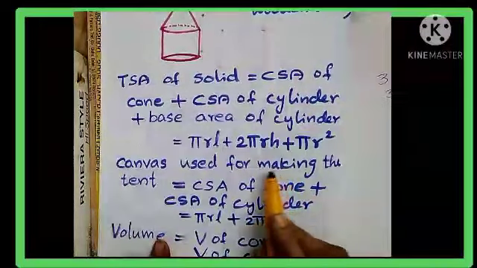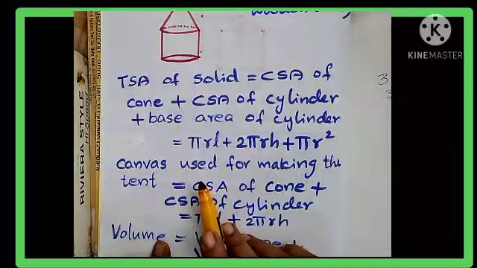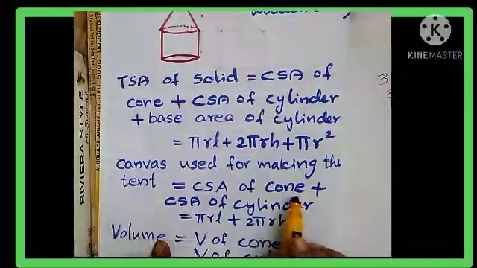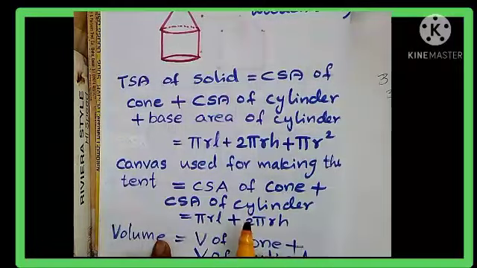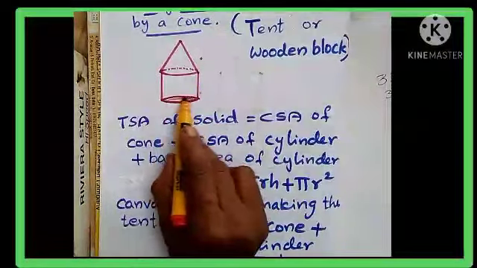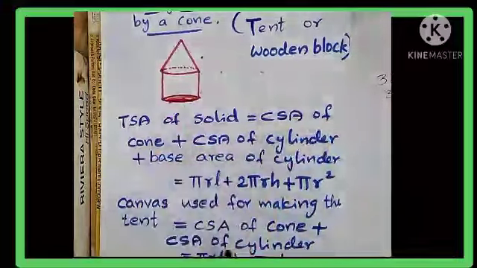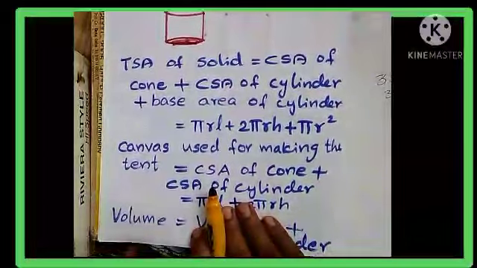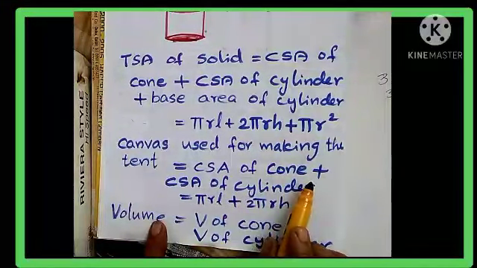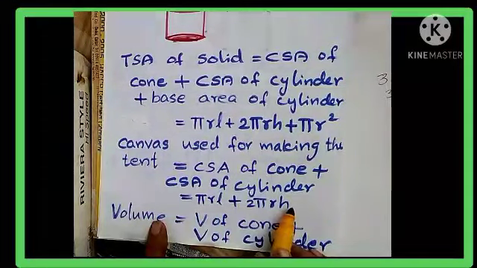Now suppose it is a tent, circus tent. Now canvas used for making the tent. Then how much canvas is used for making the tent? That is CSA of the cone plus CSA of the cylinder. That much only. And here you can see that this portion will be the ground. For a tent this portion will be the ground, so no need of canvas there. Understand? So for a tent, the total surface area or canvas required means CSA of the cone plus CSA of the cylinder. So we can use the formula pi RL plus 2 pi RH.